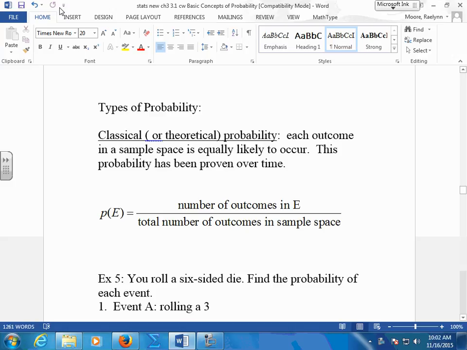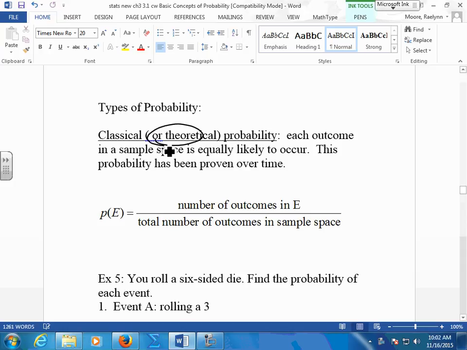There are three basic types of probability that we classify them into. Classical, and classical is what we always call theoretical. I always called it theoretical. It could be called classical. This is by theory.